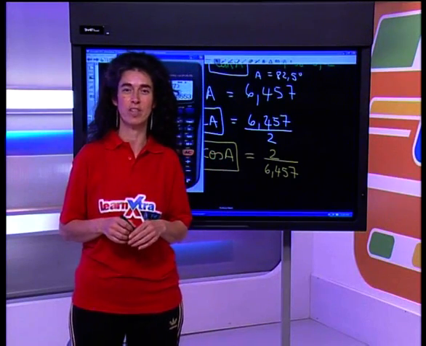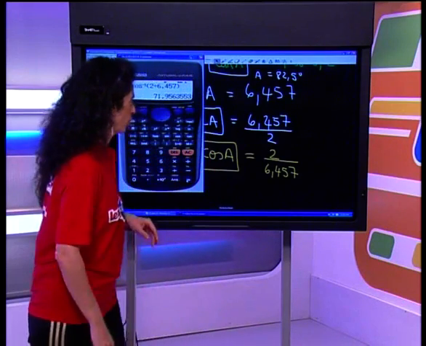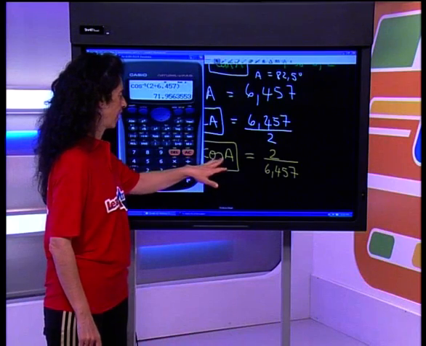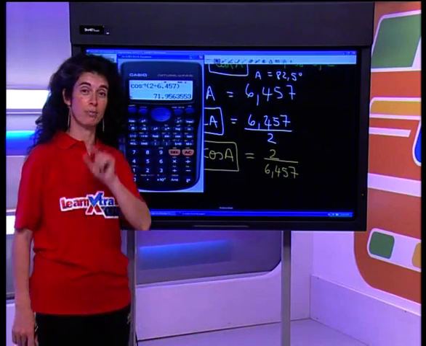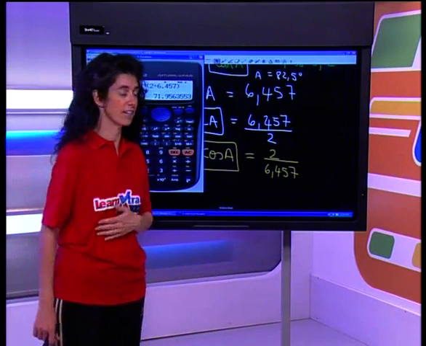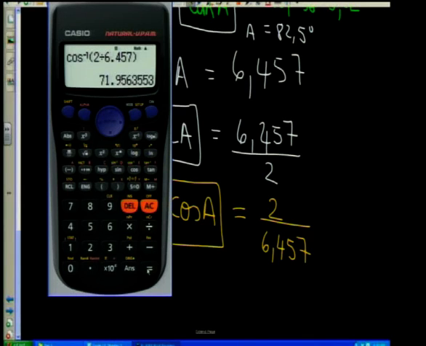And yes, grade 10s, we've found the calculator. So let's get back to that question that we were on. We were trying to find the angle A, where cos A equals 2 over 6,457. I'm sure in the break some of you worked out what that angle is. So let's see what my calculator shows me. 71,956. So I would round off to just 72,0 as an angle.